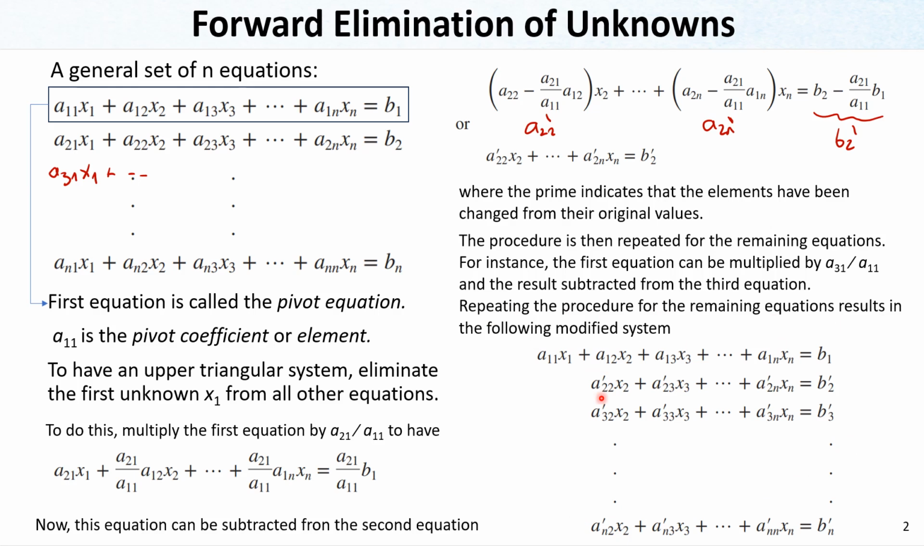After this, we need to continue multiplying. Now we will multiply by a22 prime divided by a12, and by a32 prime divided by a22 prime, so that we can eliminate x2 from the third equation. To have a triangular system, we need to eliminate this now. So let's continue on the next slide for these operations.